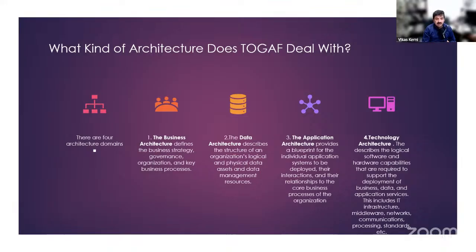And once you have the business need, business requirements, you decided your data requirement, you decided which applications are going to support these business domains, you need now the infrastructure. That's where technology architecture domains come into the picture. This describes the logical software and hardware capabilities that are required to support the deployment of business, data, and application services. This includes IT infrastructure, middle tier, network communication, processing standards, etcetera.